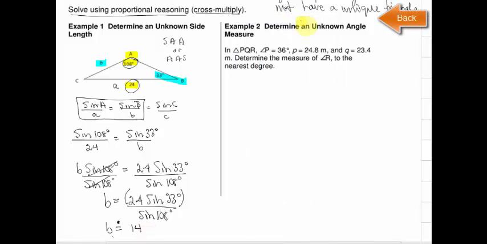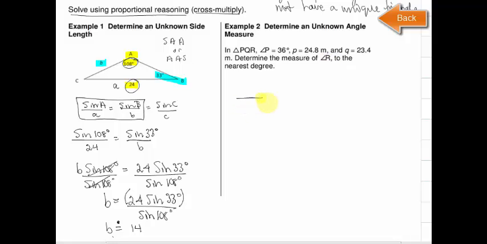Okay, so for our second example here, we don't have a diagram, so we are going to have to draw one. We are told that triangle PQR has an angle P which is 36 degrees, a side P which is 24.8 meters, and a side Q which is 23.4 meters. And we've been asked to find the measure of angle R. So the first thing we need to do is draw our triangle.